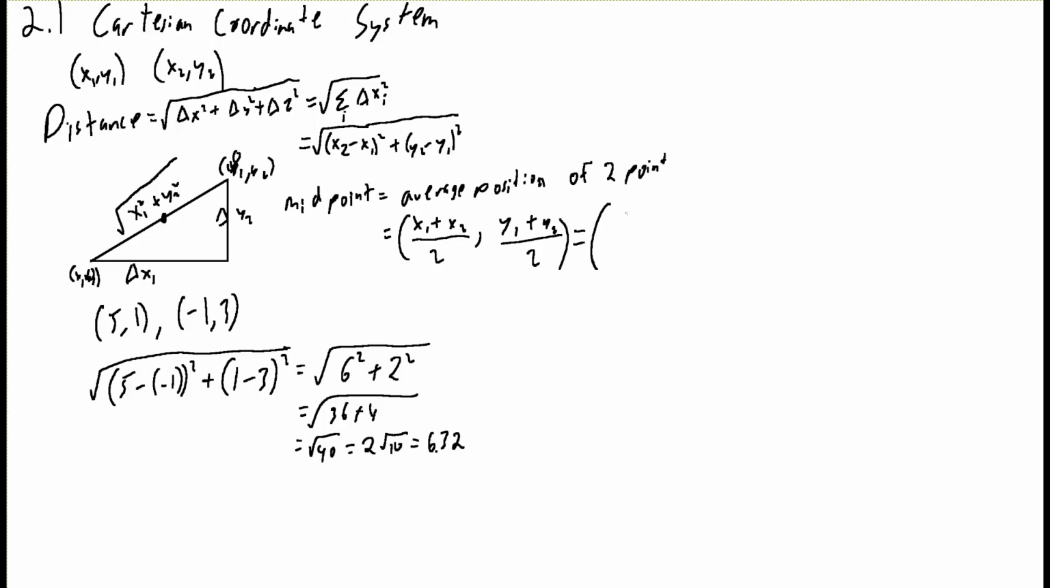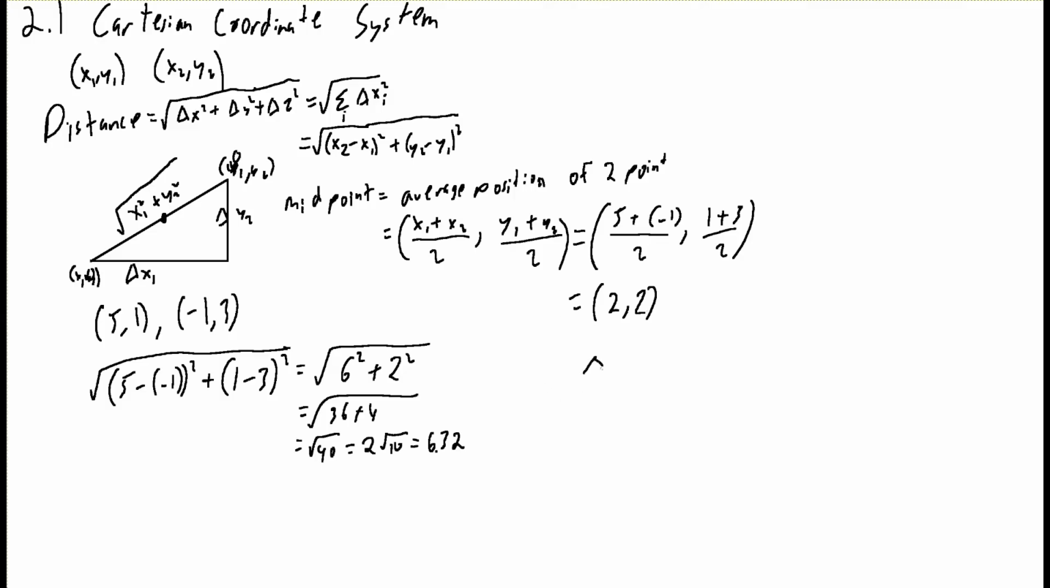Anyhow, so we have 5 plus -1 over 2, and 1 plus 3 over 2. And so in this case we have 5 minus 1 is 4. 4 over 2 is 2, and this guy here is 1 plus 3 is 4 over 2 is also 2. So there's our midpoint for these guys.